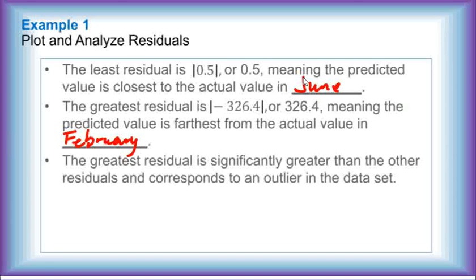The greatest residual is significantly greater than the other residuals and corresponds to an outlier in the data set. So as I said before, that 326.4 would be the outlier, and normally you wouldn't do too much with that number when you're comparing the data. So that is our lesson on plotting and analyzing residuals.